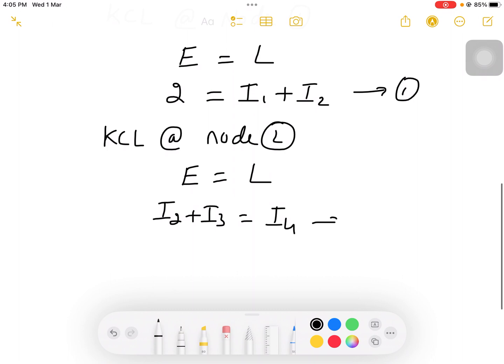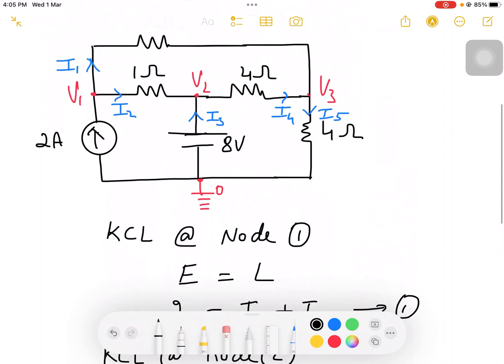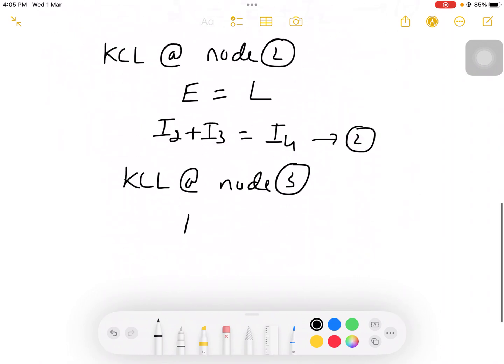Let us take this as equation 2. Similarly, KCL at node 3. At this point, current entering is equal to current leaving. Once again, entering is equal to leaving.